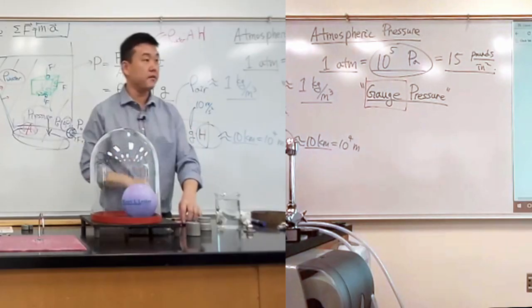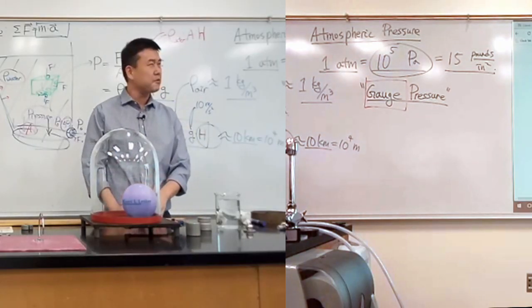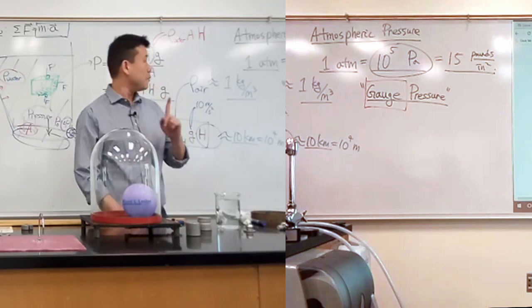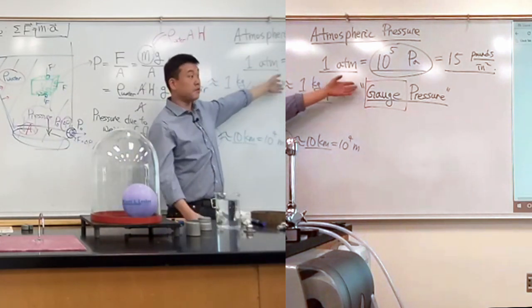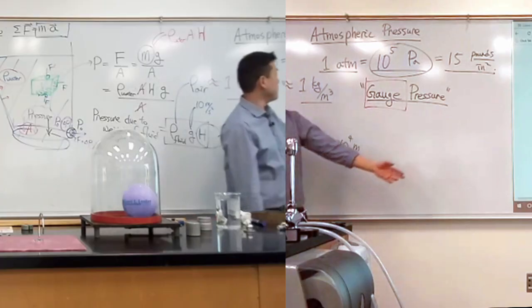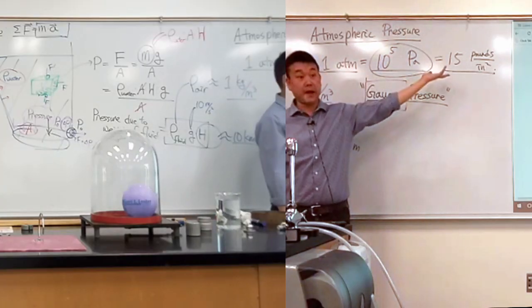So your car tires, like my Honda Civic, I think it's supposed to have 30 psi, and it would be 30 psi gauge pressure. So in terms of absolute pressure, it should be 45 psi.